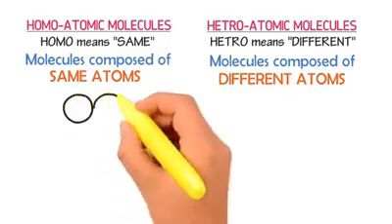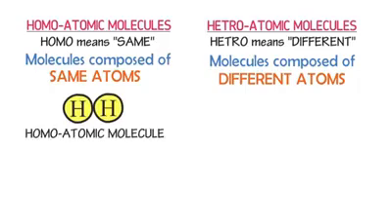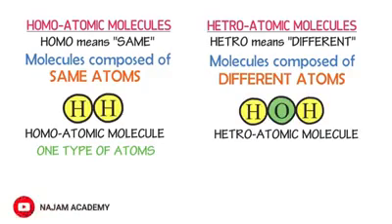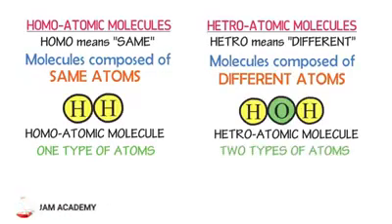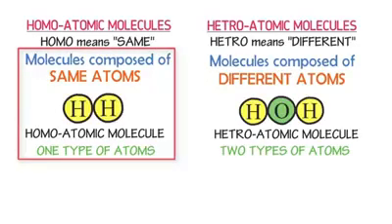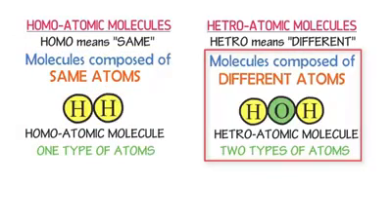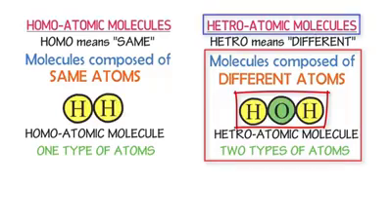For example, consider a hydrogen molecule. It is a homoatomic molecule because it is made up of same atoms or one kind of atoms. Consider a water molecule. It is a heteroatomic molecule because it is made up of two types of atoms, hydrogen and oxygen. Thus, remember that if a molecule is composed of same atoms like this hydrogen molecule, we call it a homoatomic molecule. While if a molecule is composed of different atoms like a water molecule, we call it a heteroatomic molecule.